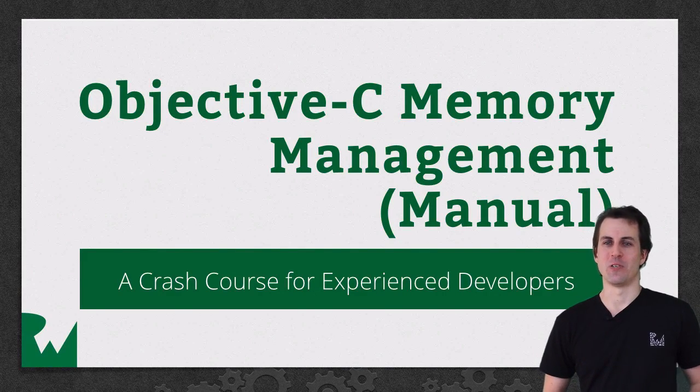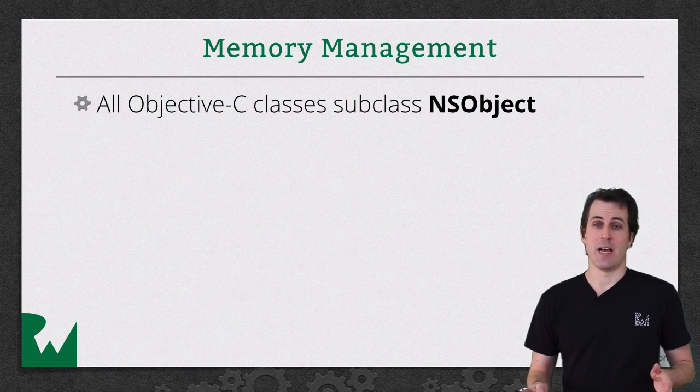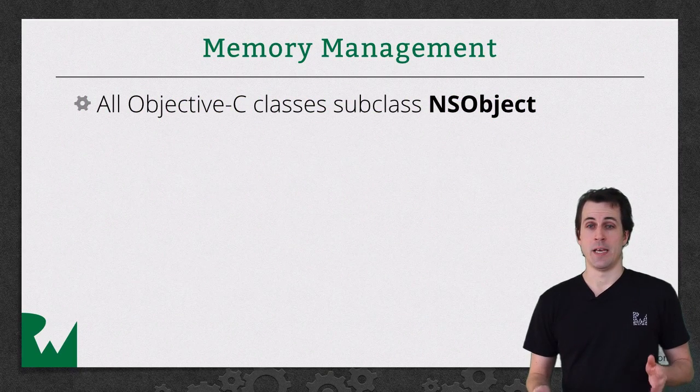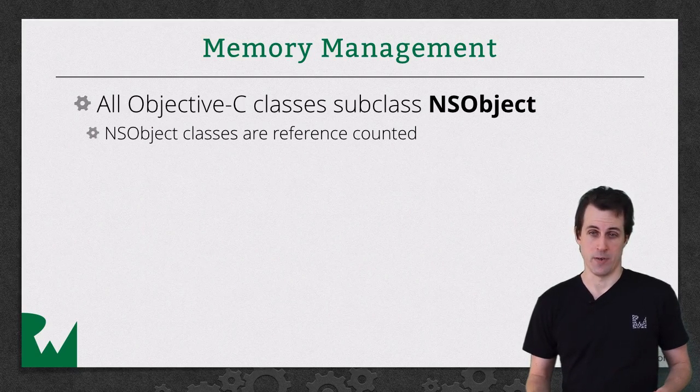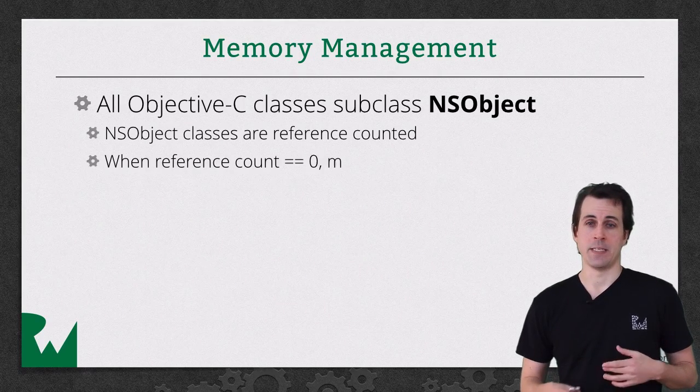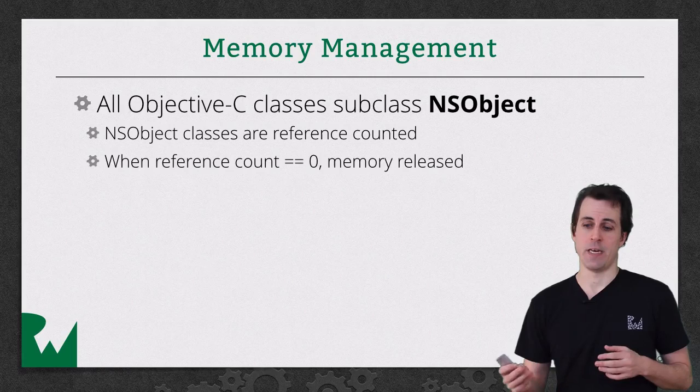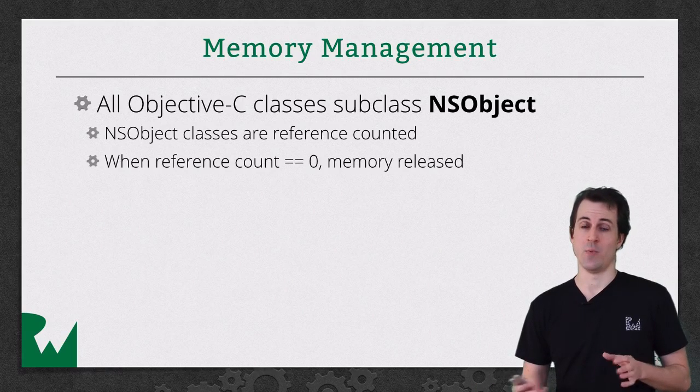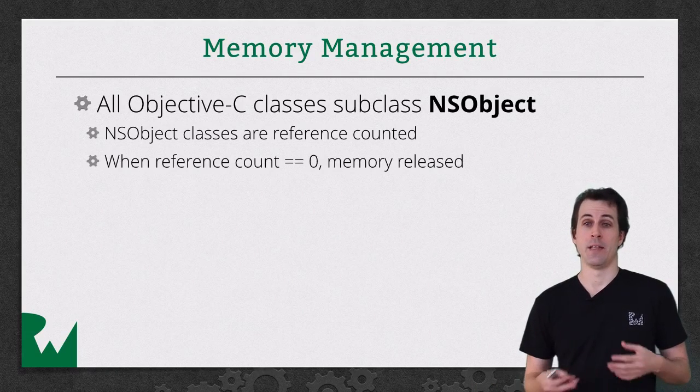In this video tutorial we're going to talk about manual memory management in Objective-C. In Objective-C, every class derives from NSObject, and all NSObjects are reference counted. What that means is the objects keep track of how many times they're referenced by another object, and when that equals 0, then they are deallocated.